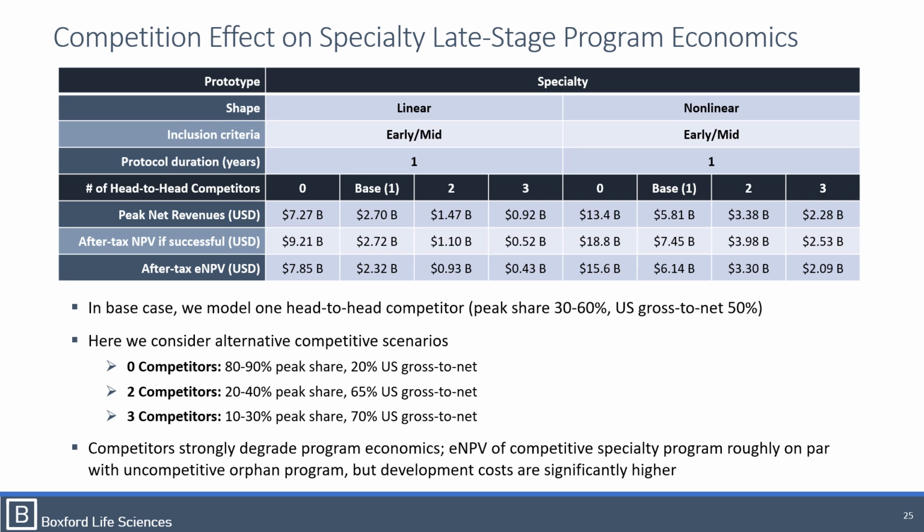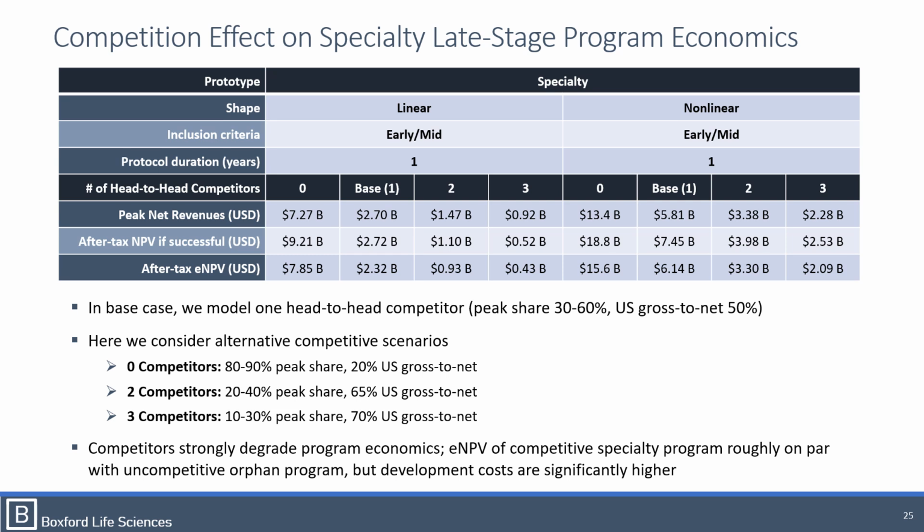What we find in both linear and nonlinear disease is as we have a more competitive market, we strongly degrade the peak net revenues and the expected net present value. So much so that once we get to the situation of 2 to 3 competitors in these diseases, we don't appear to be creating that much more value than we did if we had an orphan disease that was non-competitive. So again, specialty, more patients, bigger potential size of the prize if we get it all to ourselves.